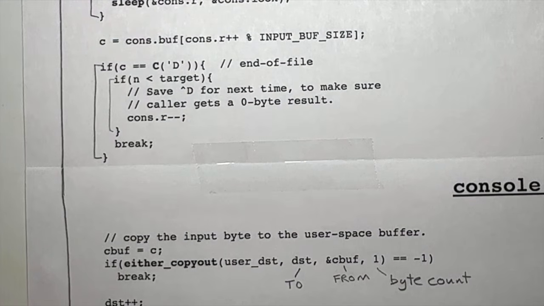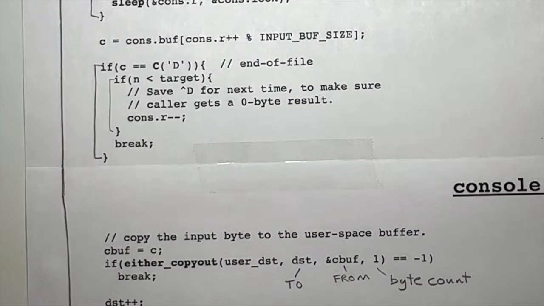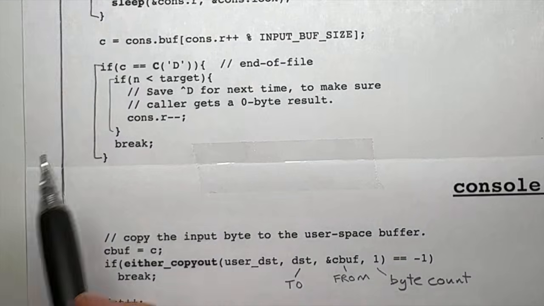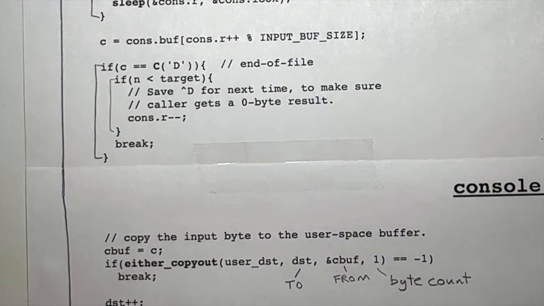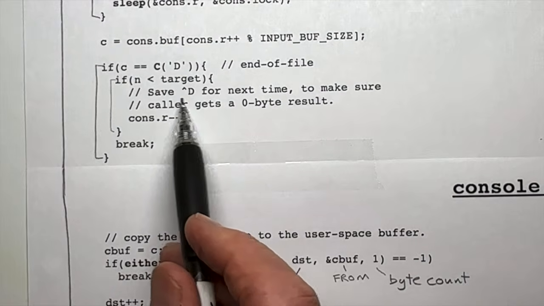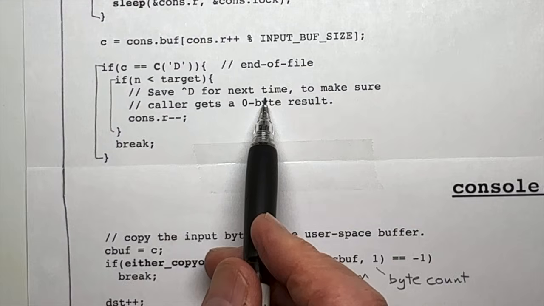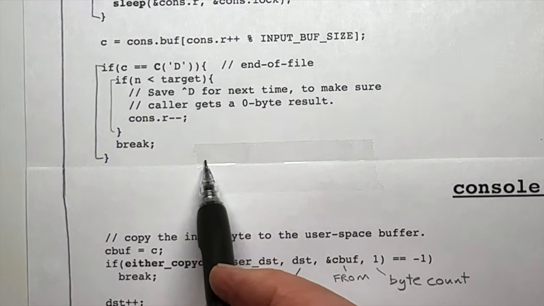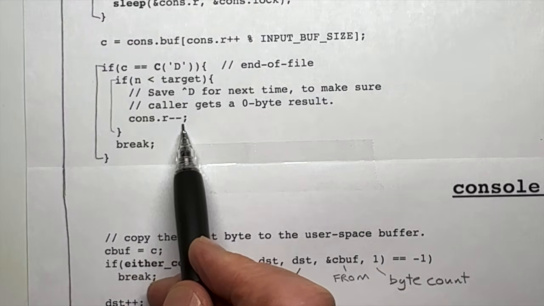So there are two possibilities. In one case, the user has entered a bunch of characters followed by a control D instead of a new line. In that case, we need to first return all those characters before letting the user know about the control D. So in that case, we'll ignore the control D for now and just return a non-zero count. But we don't want to forget the control D. So that's why we back up R. So next time, we'll see the control D again as the first thing.